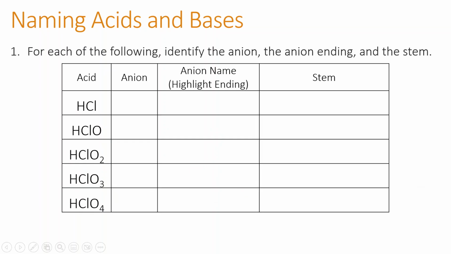So let's take a look at question 1 here. We want to identify the anion ending, and the stem, the name that we're going to use for the acid. My first anion is Cl-1. Whenever we have chlorine in a compound, it becomes chloride. So this ends with IDE, and we know this is going to be a hydro-blank-ic acid. The chlor here is going to go in the blank. That gives us hydrochloric acid.